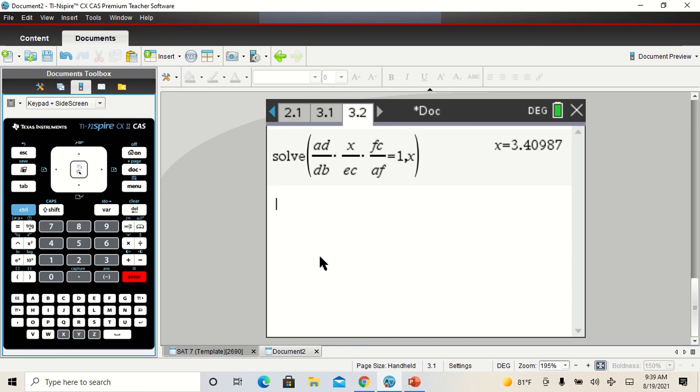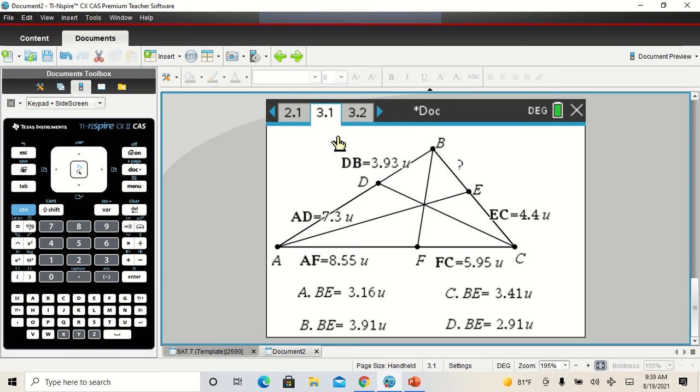And it's telling me that it should be 3.40987. And it's probably rounded. So 3.41 would be the answer. So the Inspire rounds a little bit, but it definitely works. Got me the answer.